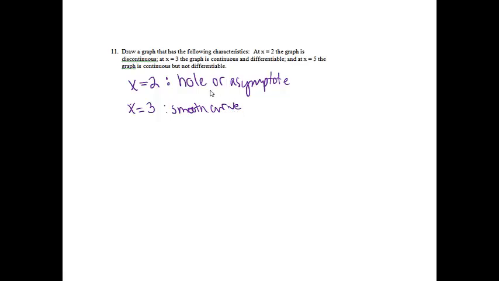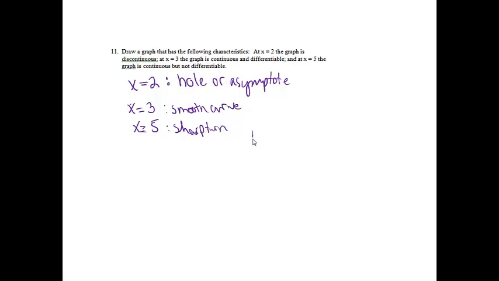Alright, so at x equals 2, it's discontinuous. So we could either have a hole or an asymptote. Take your pick. Okay, and then at x equals 3, the graph is continuous and differentiable, so it's just a nice smooth curve there, so everything's happening that should be. And then at x equals 5, the graph is continuous but not differentiable. The only way that that could happen would be if there's a sharp turn.